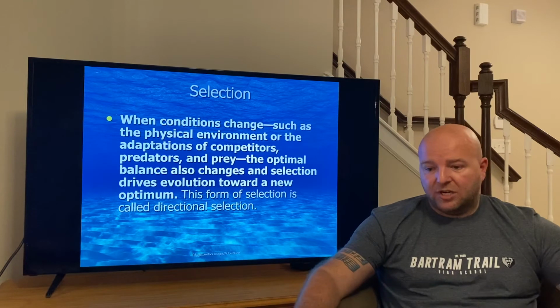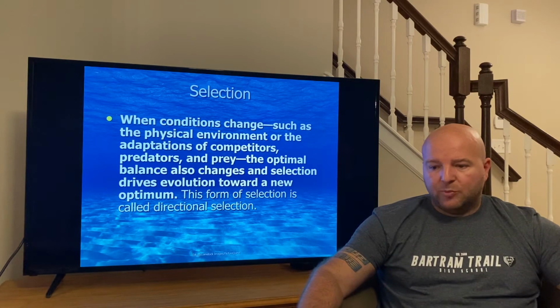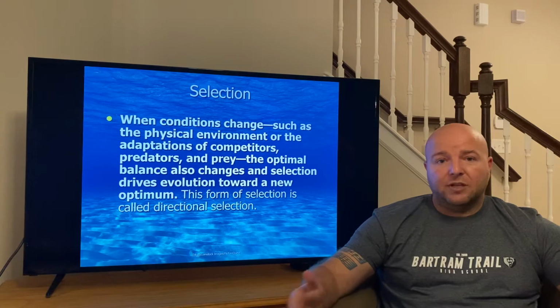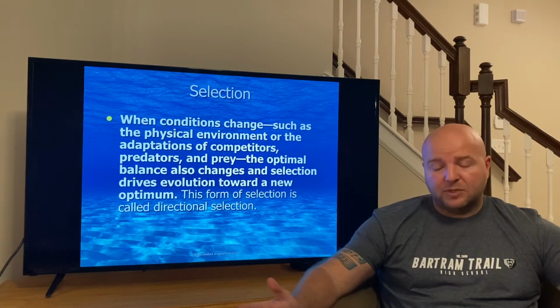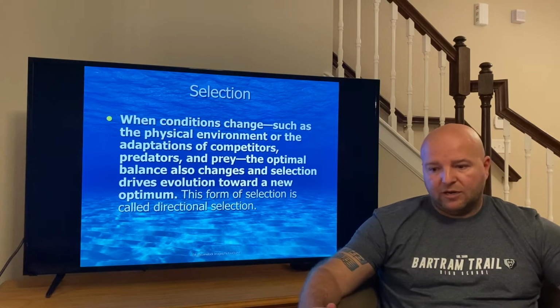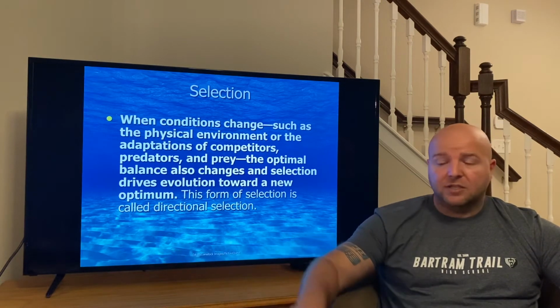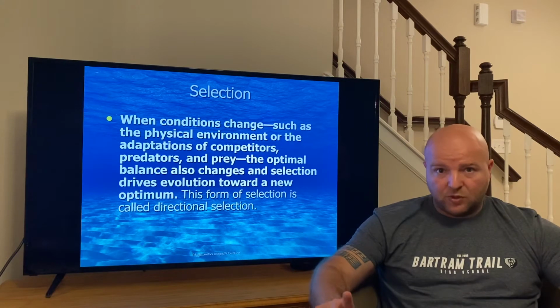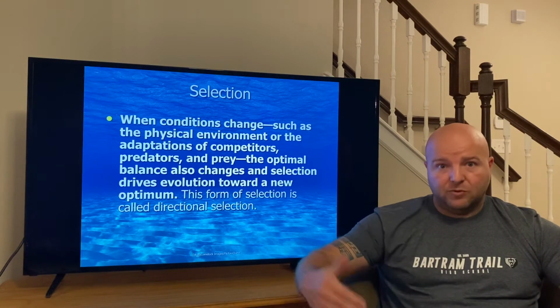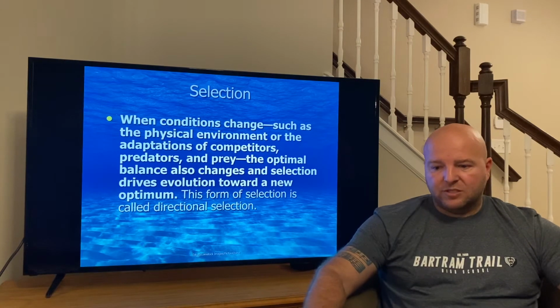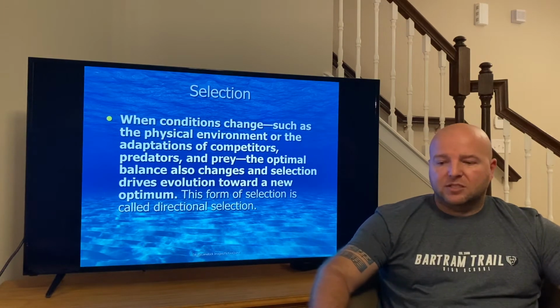So when conditions change, like the physical environment or the adaptations of competitors, predators and prey, the optimal balance changes, and then selection will drive evolution. The species now has to adapt because things around it have changed. Notice that, and this is something we'll talk about again in greater detail, organisms don't adapt, species do, through passing on optimal genes. This form of selection is called directional selection.